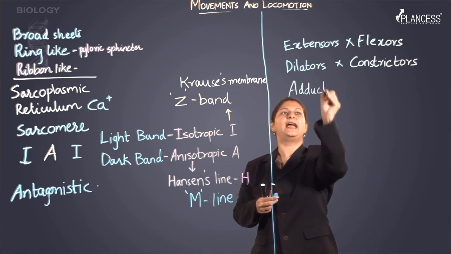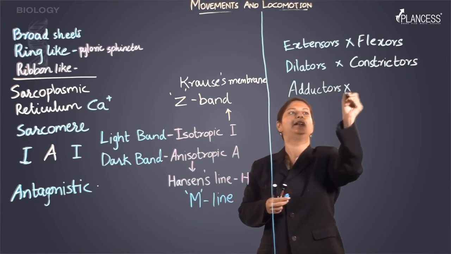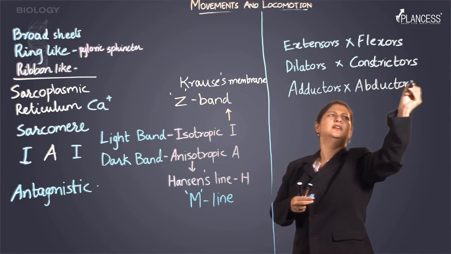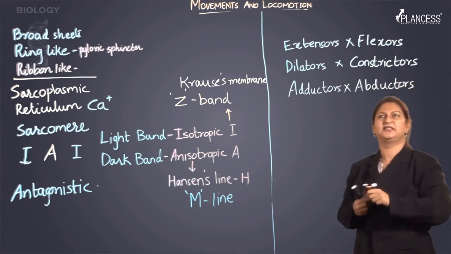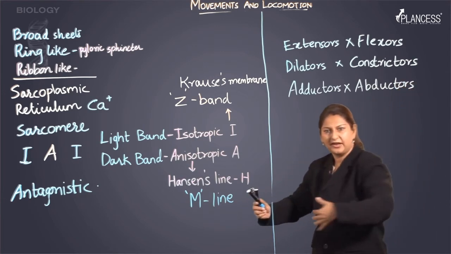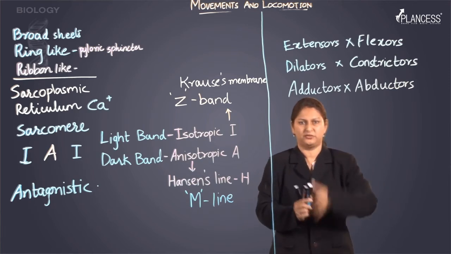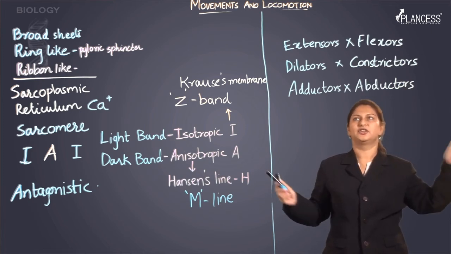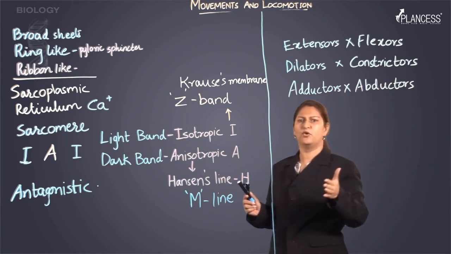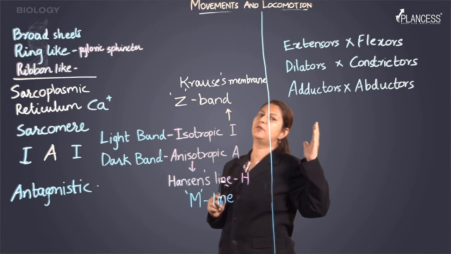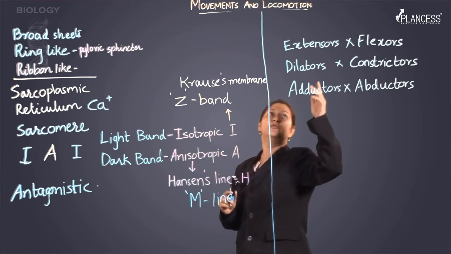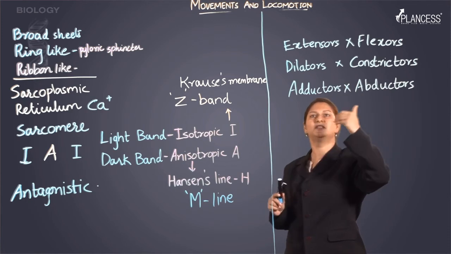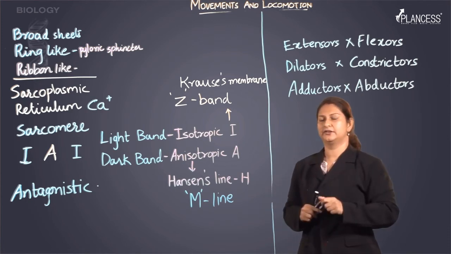Then we have adductors. So it is adductors and abductors. Now these are common muscles, the functioning of the muscles seen. Adductors are bringing anything closer to the body, to the midline of the body, and moving away is abductors. So there are many more, but these are the most important ones that we need to remember: the extensors, flexors, dilators, constrictors, adductors and abductors.